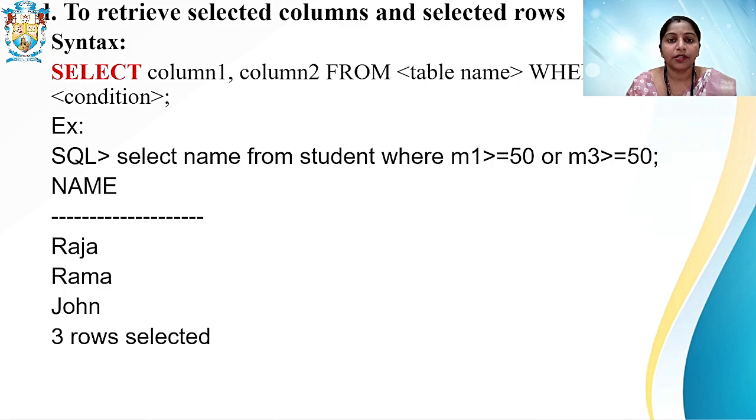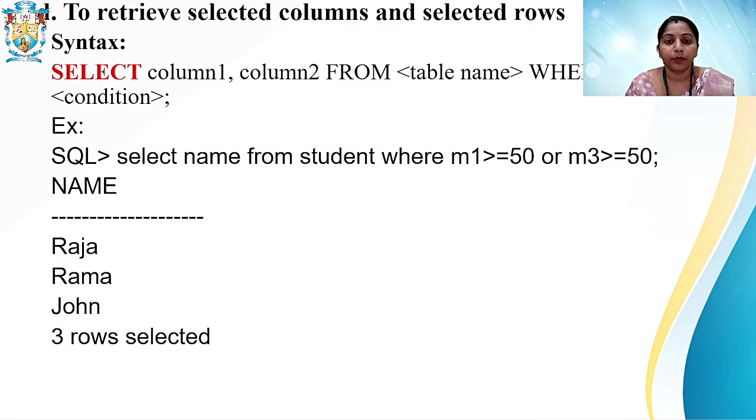Next we'll see how to retrieve the selected columns and selected rows. Here we select a set of columns to be displayed and select the rows as well, the selected rows being whichever satisfy the given condition. Here we'll see the syntax: select column 1, column 2 from table name where condition. The condition has to be satisfied, and once the condition has been satisfied, the value will be displayed. We'll see the example.